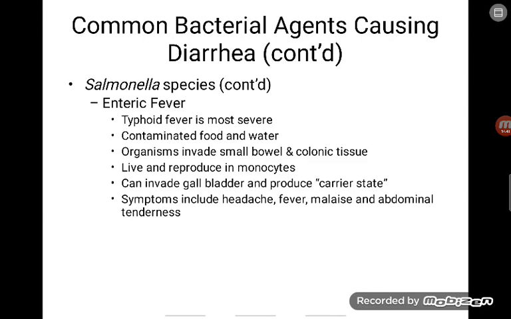The other type of infection caused by Salmonella species is enteric fever. Enteric fever, or typhoid fever, is the most severe, transmitted from contaminated food and water. In enteric fever, the organism invades the small bowel and colonic tissue. Then the microorganism lives and reproduces in monocytes in the reticuloendothelial system. The microorganism can also invade the gallbladder and produce a carrier state. The gallbladder is a site for the carrier state because there is low blood supply, so bacteria can live there. Symptoms of enteric fever include headache, fever, malaise, and abdominal pain.